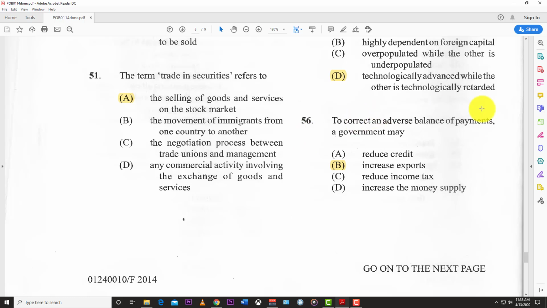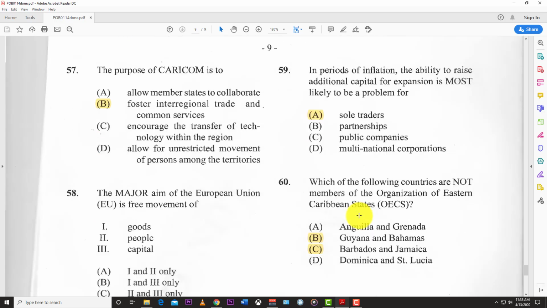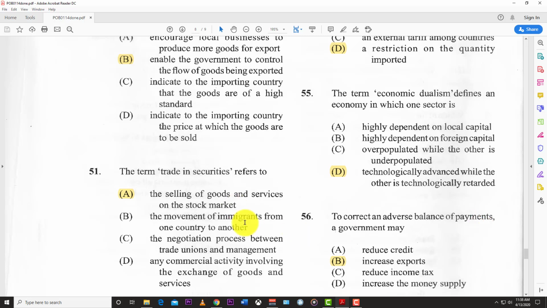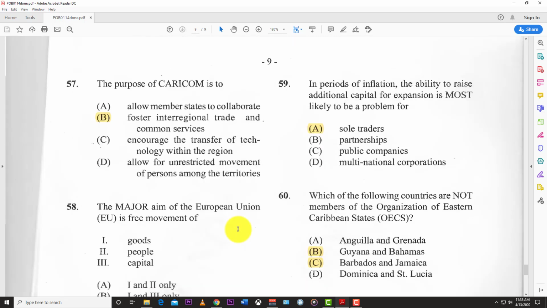56. To correct the adverse balance of payments, a government may, B, increase exports. Alright. Again, I say a lot of these economic things might not come on the more current POB papers, but still good to know information, still study them.